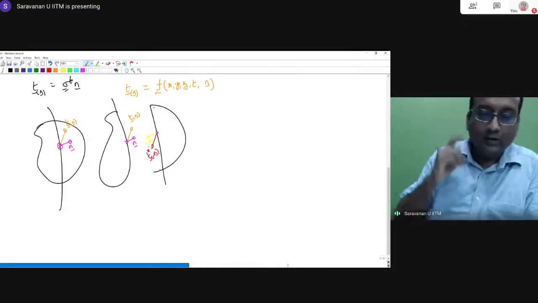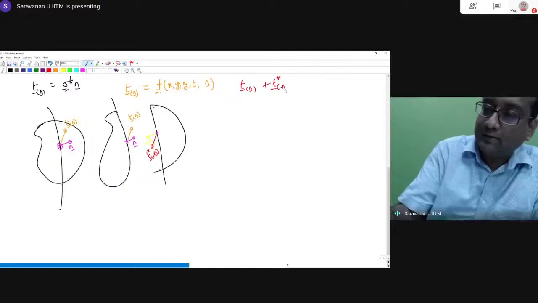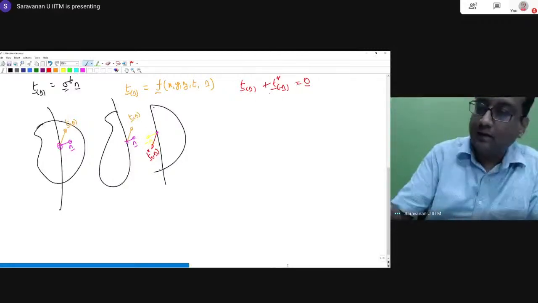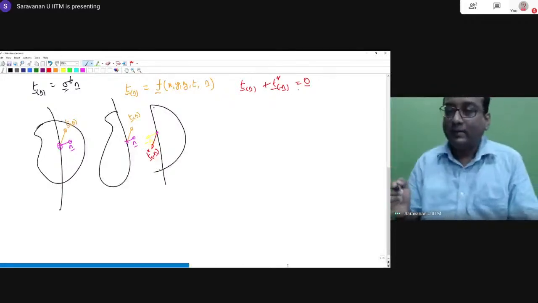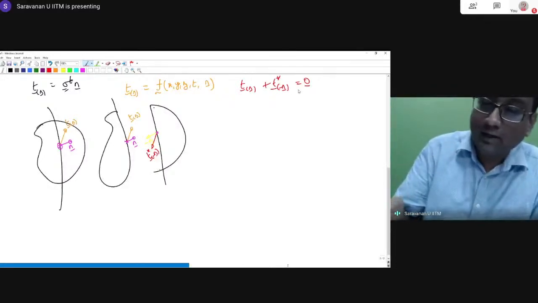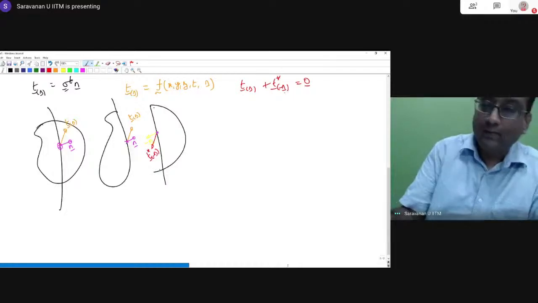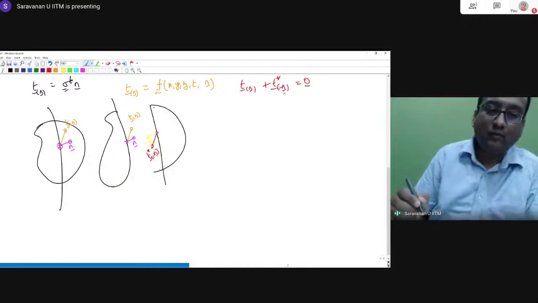Now Newton's third law tells you that t of n plus t star of minus n has to be equal to 0. That is, these two should be of the same magnitude and opposite in direction. So what it tells you is that for such a traction to exist, it should be a linear function of n, or it should be an odd function of n, and Cauchy shows that it should be a linear function of n.